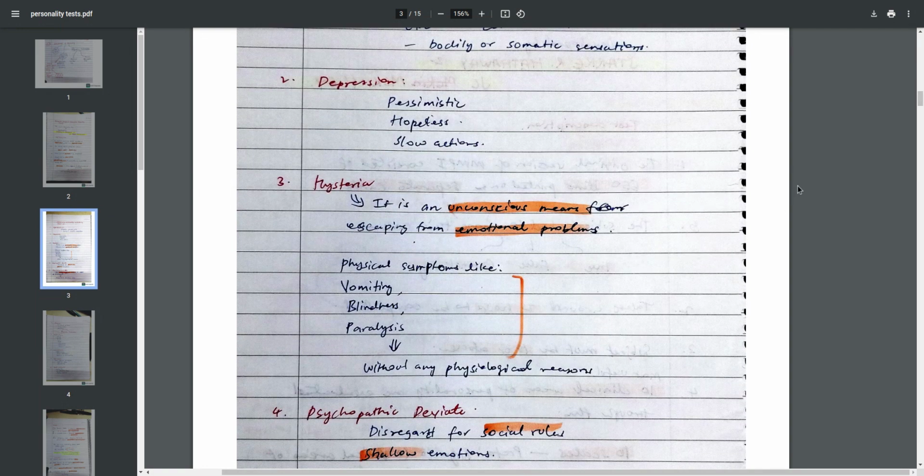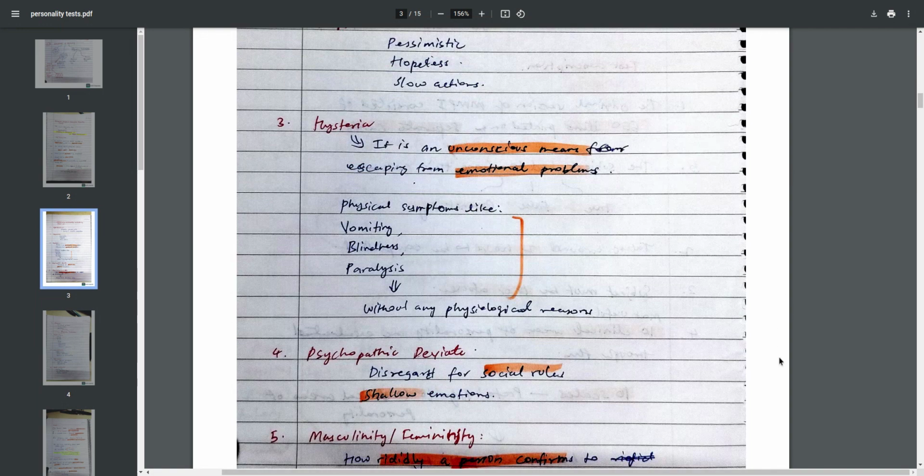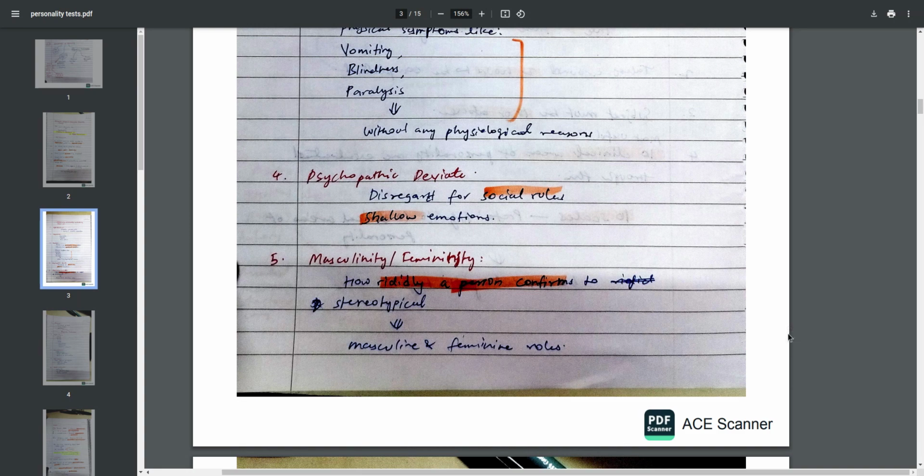Then depression: pessimistic, hopeless, and slow actions. Then hysteria. It's an unconscious means for escaping from emotional problems. This is not consciously done, it's unconscious. So physical symptoms like vomiting, blindness, and paralysis are present without any physiological reasons, like any disease. Then psychopathic deviate, a disregard for social rules, with shallow emotions. So people who are psychopaths have these.